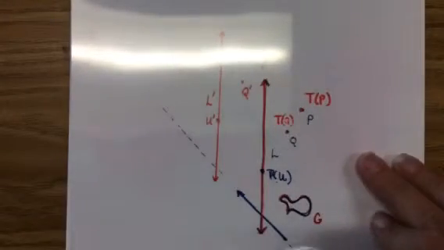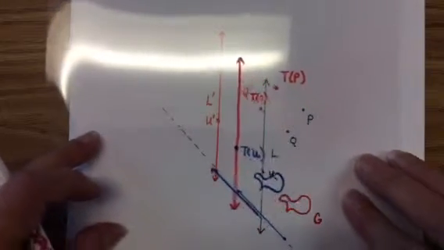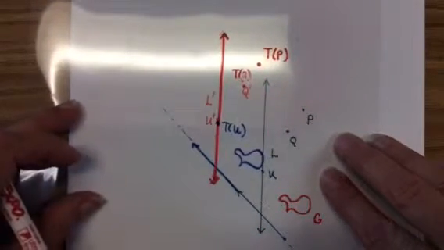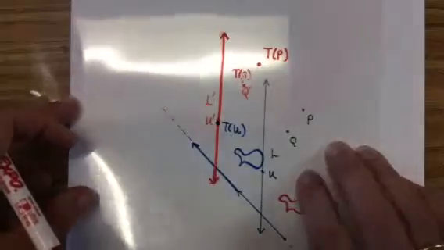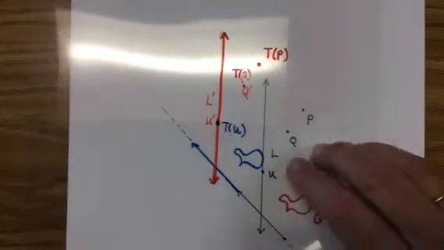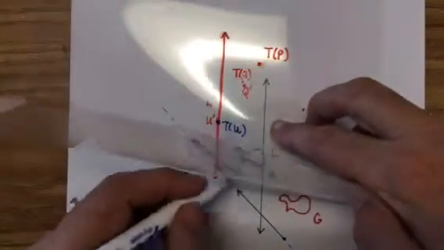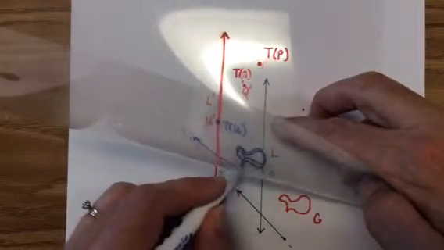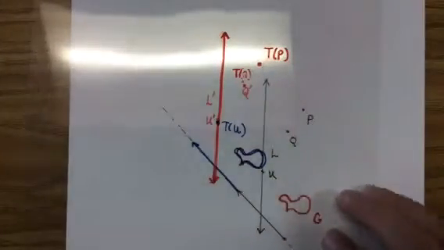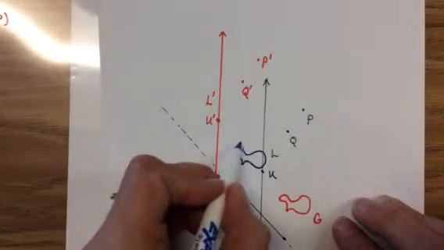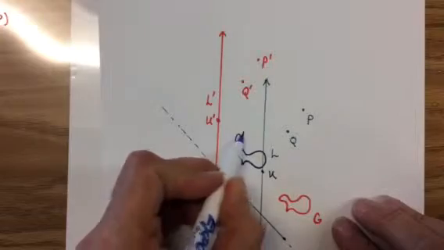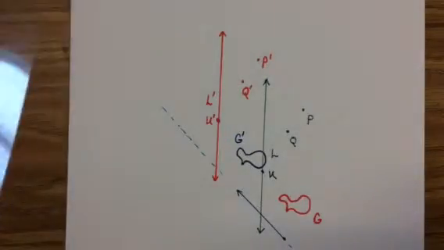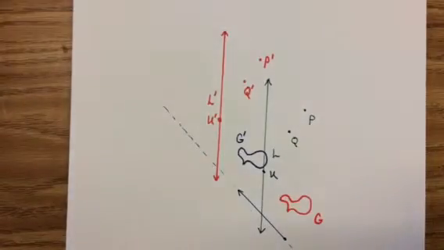Okay, and so its image is going to be G prime. And again, we're going to translate on the same vector. So its image ends up right here. And I can almost trace it by its shadow right there. Okay, pretty close. That becomes G prime.